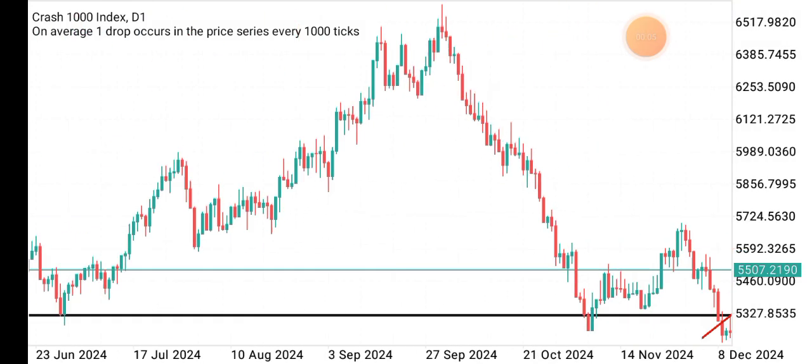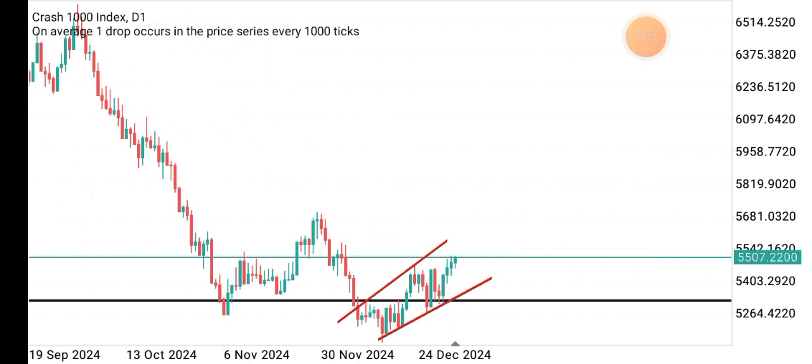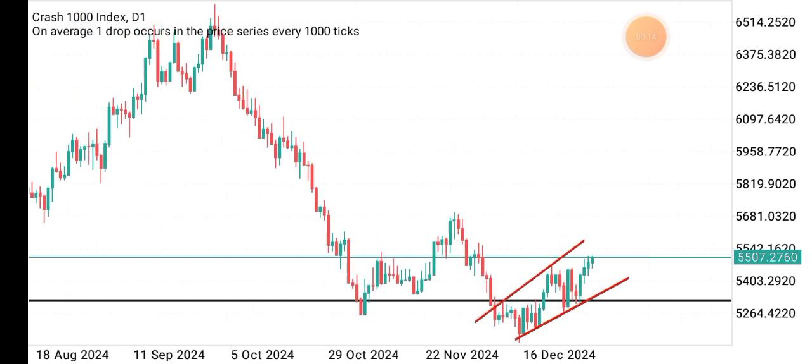So this is the Crash 1000 index and I am on the daily time frame, guys. I want to show you what is possible on Crash 1000 based on the structures I have seen.